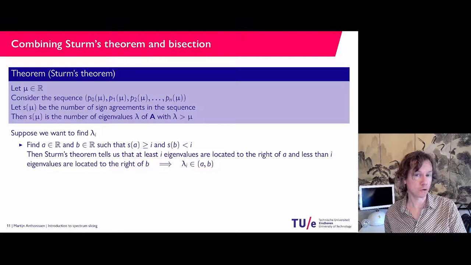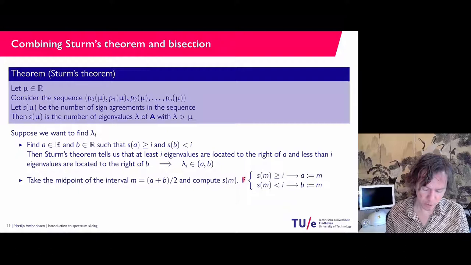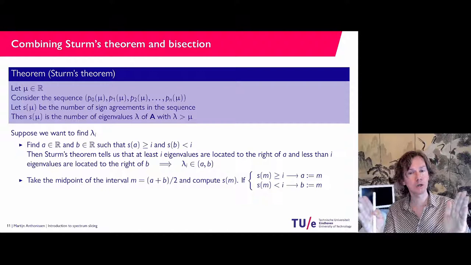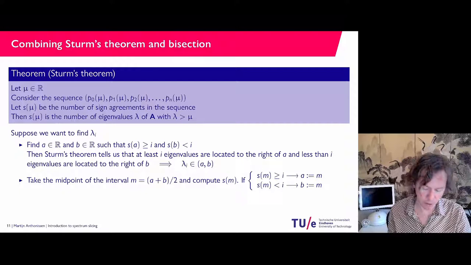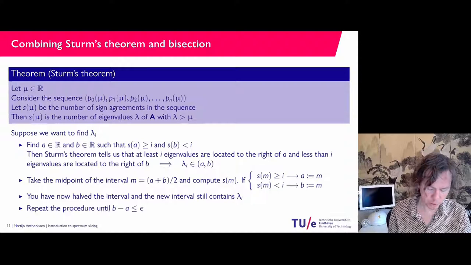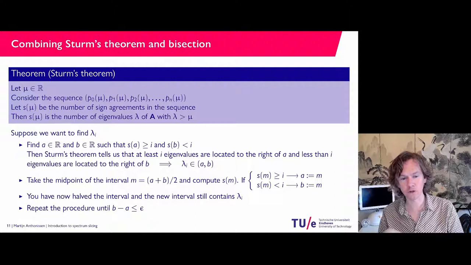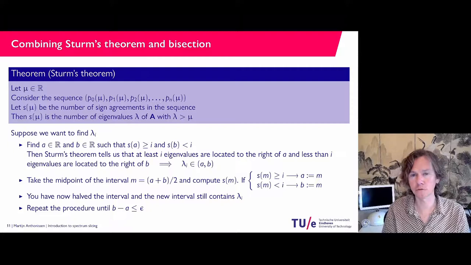So what I do is I take the midpoint, and depending on S of m, if it is larger or equal to i, I move A to the middle, and otherwise I move B to the middle. And that means that if I repeat this, I'm getting a shrinking interval that still contains lambda i, so I can find an approximation of lambda i. So we found a new interval that still contains lambda i. And I'm going to repeat this procedure until the interval length is less than or equal to some epsilon, and epsilon is how accurate you would like the approximation for your eigenvalue to be.